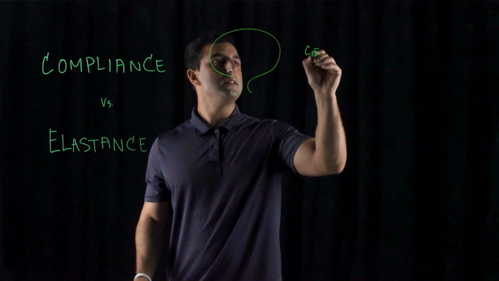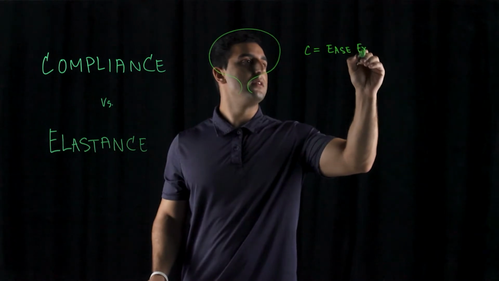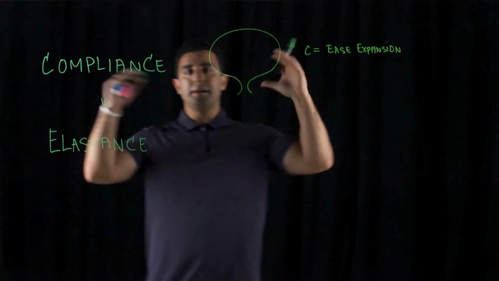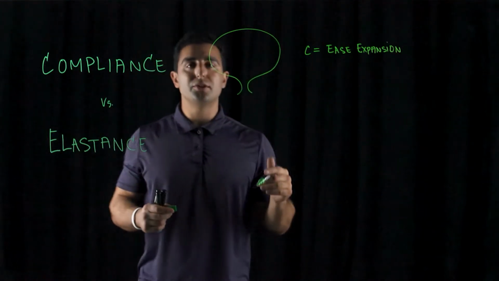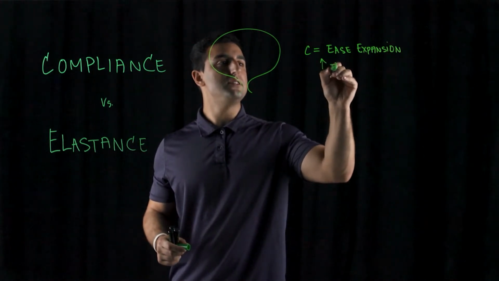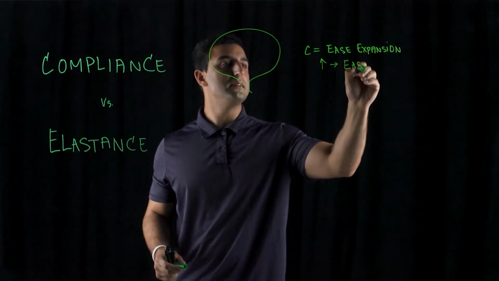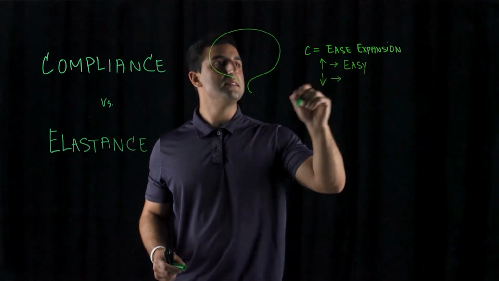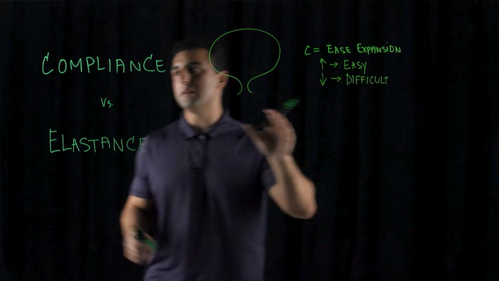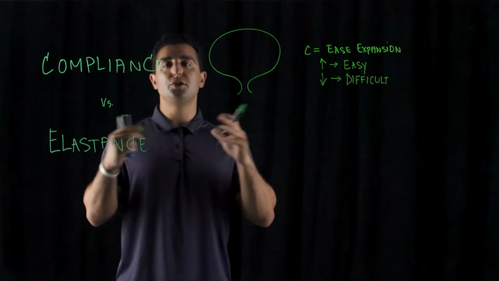So compliance equals the ease of expansion. What do you mean, expand, contract? The lungs need to get bigger. This is what I'm talking about, the lungs getting bigger. If I increase the compliance, this leads to an actual ease, so it becomes very easy to expand. If there's a decrease in compliance, this expansion becomes very difficult.